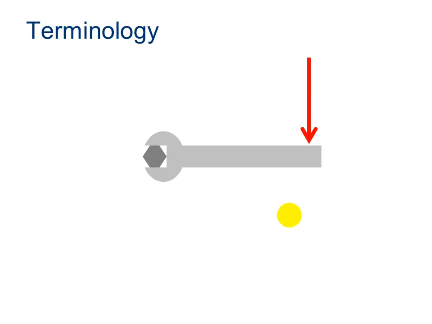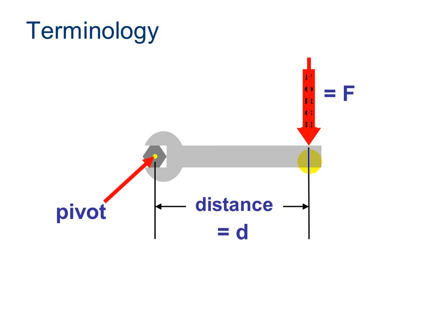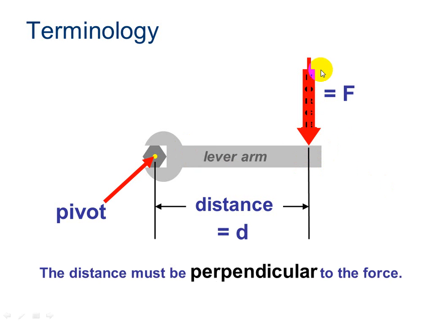Let's consider the terminology that we need to understand in order to be able to calculate moments. First of all, I'm going to apply a force here. We're going to denote that with an F, the variable F. The next thing we need to consider is the pivot point. It's going to pivot about the middle here, and so we want to also know the distance from the pivot point to the force. It's really important here that you understand the distance D we're interested in is the perpendicular distance. So from the force, we need to have a perpendicular distance.